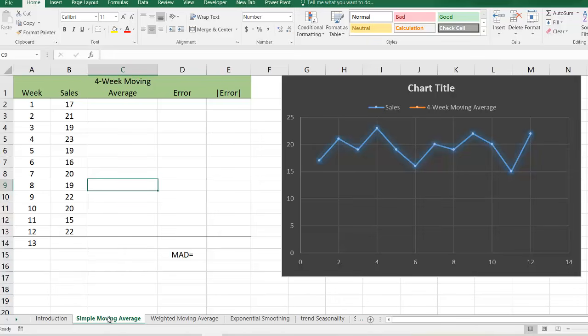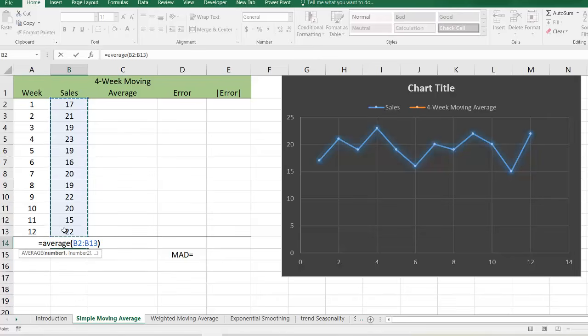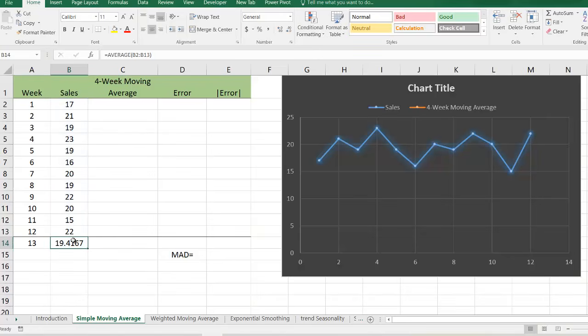using this 12-week time series of sales, it is illustrated on the graph on the right side. As we can see, the data points just move randomly with respect to its mean or to its average. If we're going to compute the average of this time series, the average or the mean of this time series is 19.42.